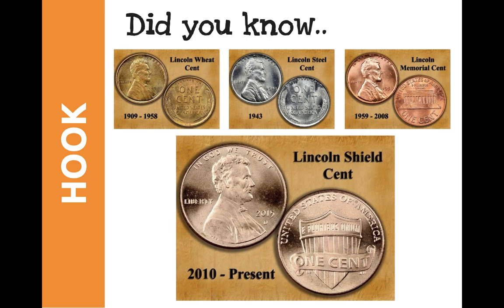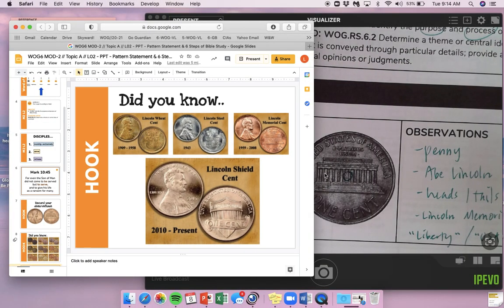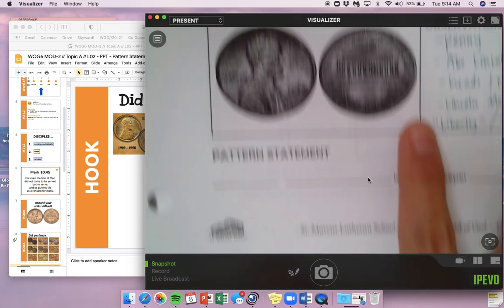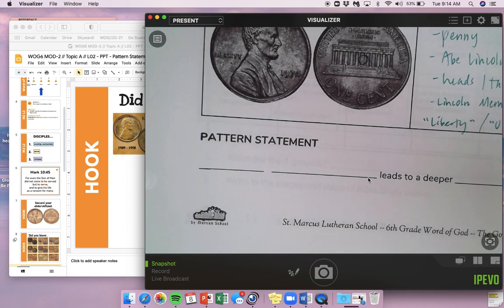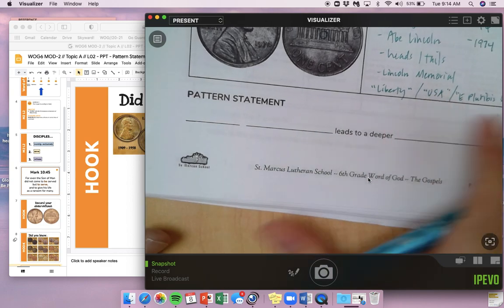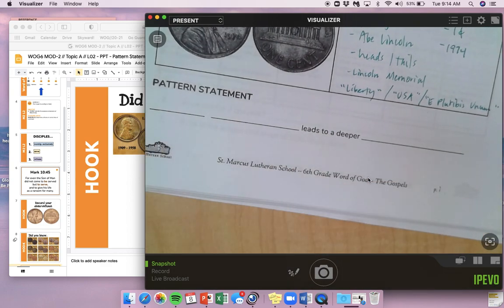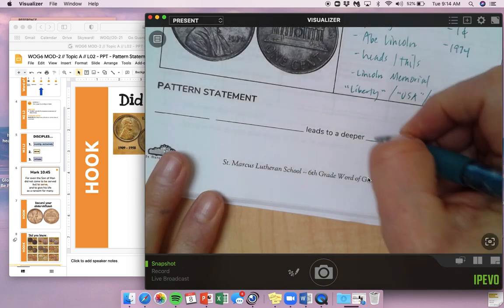Now, what I notice is, as I went into this and did some research on it, I couldn't believe all that I learned. I kind of just thought this was the current penny because that's the penny that was out when I grew up. So here's what I want you to be thinking about. Here's our new pattern statement. What I did when I decided to do some research is I looked into what the penny history was, and I realized that I thought I understood a lot about the penny, but the more I dug in depth, the more I learned. So something leads to a deeper understanding.